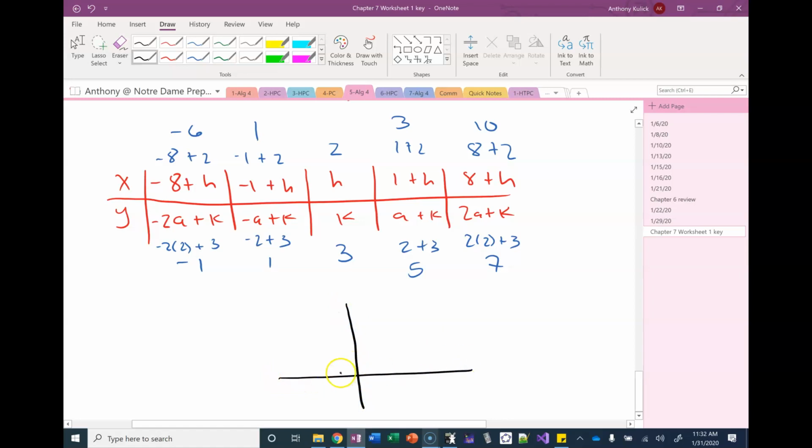So if I go and plot this, 1, 2, 3, 4, 5, 6, 1, 2, 3, 4, 5, 6, 7, 8, 9, 10. And then 1, 2, 3, 4, 5, 6, 7. So -6, -1, 1, 1, 2, 3, 3, 5, and then 10, 7.